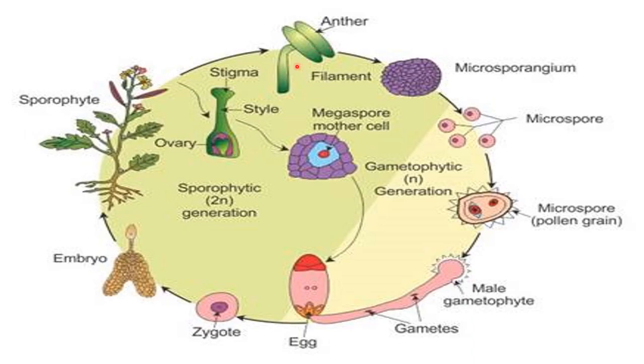So here you will make the stamen diagram, and then here the pistil diagram. Okay, now see, inside the anther what is present? Microsporangium. Inside the anther microsporangium is present, and inside the microsporangium these microspores are produced. So this is very simple.